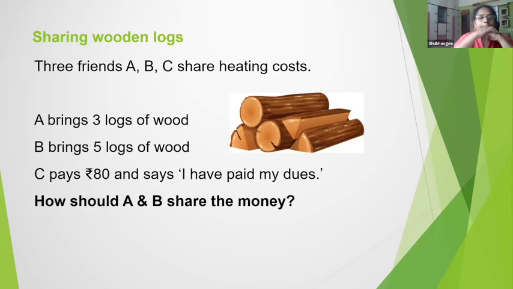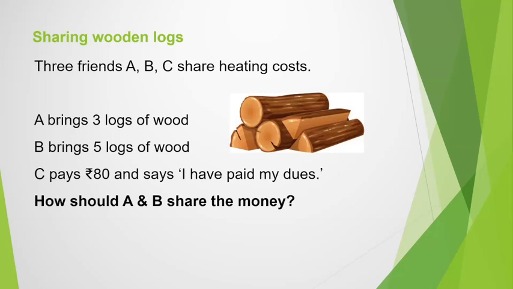I'm not sure. So now you assume that one log of wood costs 10 rupees. So for 8 logs, you are giving 30 rupees to A and 50 rupees to B. But then what this means is A and B are not contributing anything for the heating cost, right? It's like A initially spent 30 rupees worth of effort and he gets back 30 rupees. B spends 50 rupees worth of effort and he gets back 50 rupees. So effectively they are spending 0 rupees.